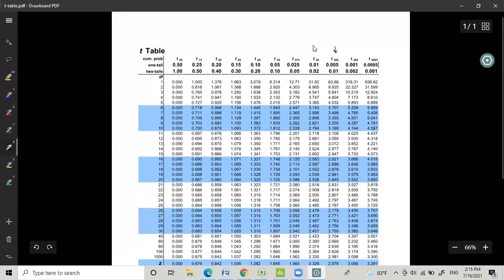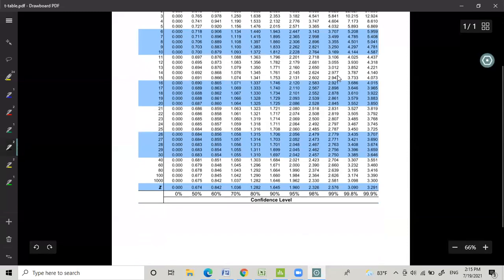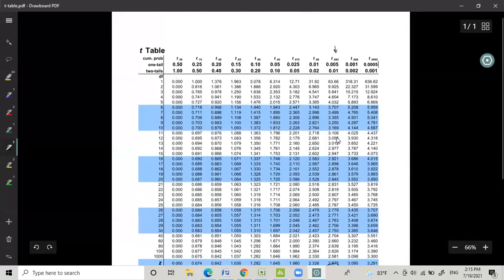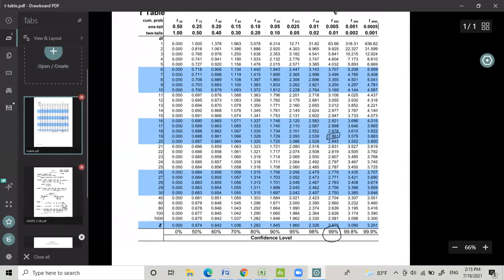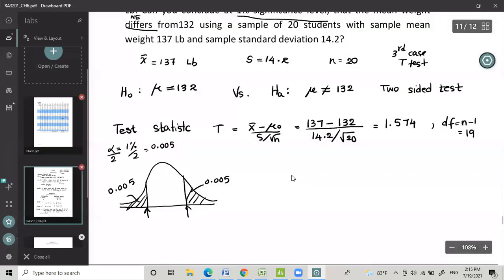So 1% significance level is actually the 99% confidence interval. So you can choose anyway. It's the same column, and the degrees of freedom is 19. So you have 2.861. Right. So let's use that as our boundary for the rejection region.